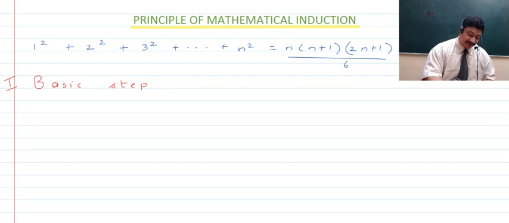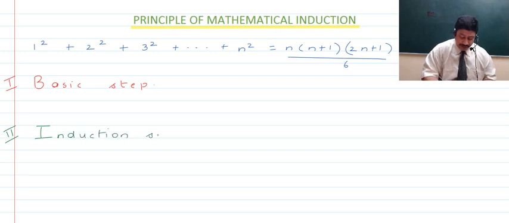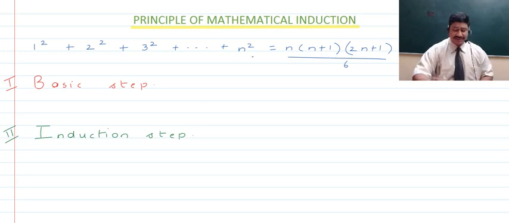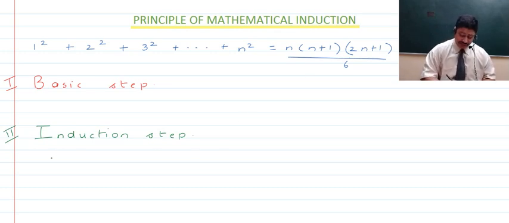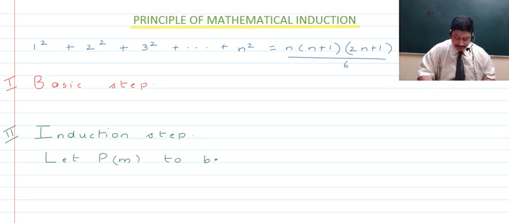Next, guys, after this, we have the second step, which is the induction step. In the induction step, we take the value of this n, which can be from the set of integers, to be say some m, and we consider the statement Pm to be true. Right, and this is what the induction step is. That is, we consider the statement Pm to be true, right?